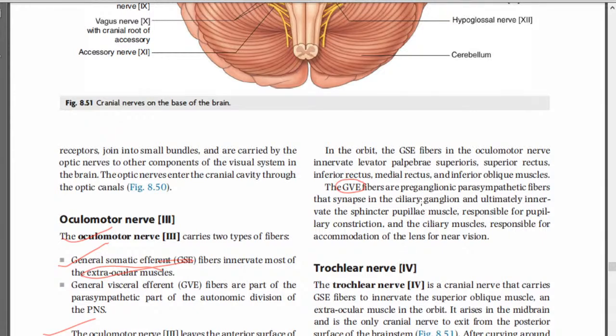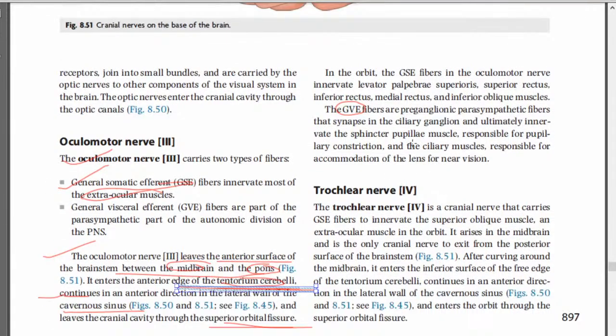The fibers are preganglionic parasympathetic fibers that synapse in the ciliary ganglion and ultimately innervate the sphincter pupillae muscle responsible for pupillary constriction. So it has two components: general somatic efferent and general visceral efferent. Somatic efferent is somatic because it supplies muscles, and visceral efferent because it also acts around the eye.